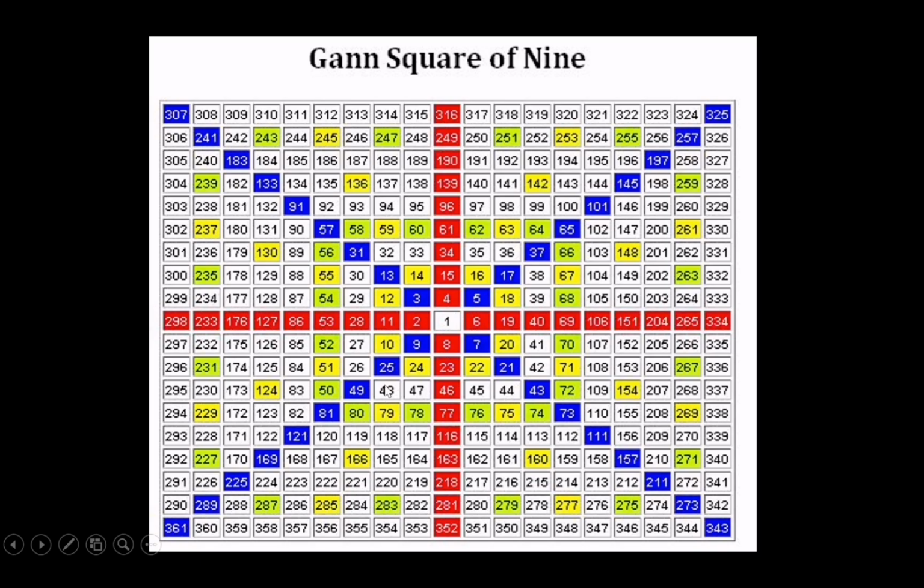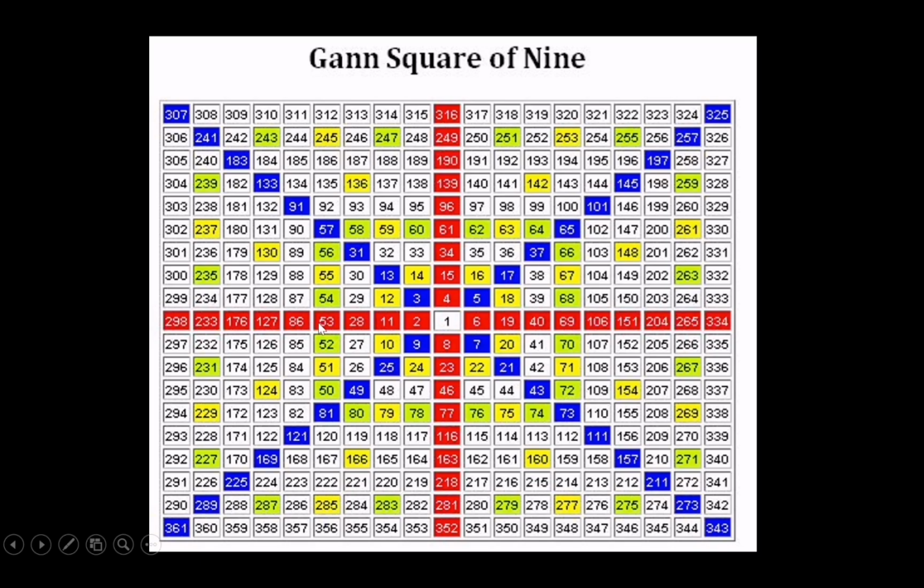But how do we use it? Well, this is a square calculator. You can see angles going higher and lower. You can also find angles like squares and trines: 90, 180, 270, 360 and 120, 240, 360.